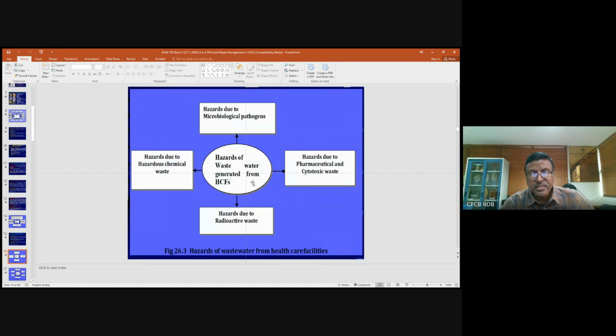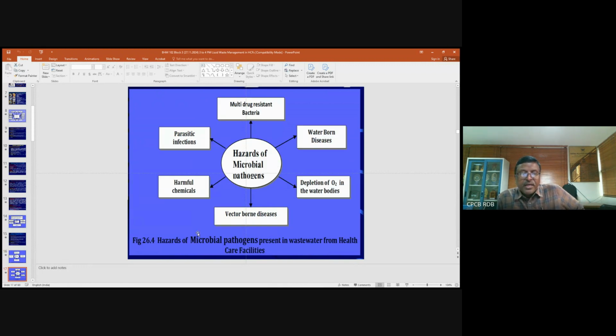Therefore, the main hazards associated with wastewater from healthcare facilities are hazards due to pharmaceutical and cytotoxic waste, hazards due to radioactive waste, hazards due to hazardous chemical waste discharged as part of the liquid waste from hospitals, and hazards due to microbial pathogens. These are the hazards associated with wastewater from hospitals, and we have to take them into account for people. What are the hazards of microbial pathogens? It may cause waterborne diseases. The discharge may cause depletion of oxygen in the water bodies. It also causes vector-borne diseases and harmful chemical effects in the water bodies. Parasite infections and multi-drug resistant bacteria may develop in the water bodies. These are the possible hazards of wastewater.